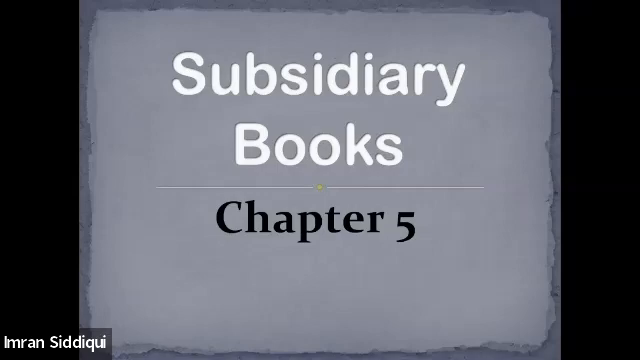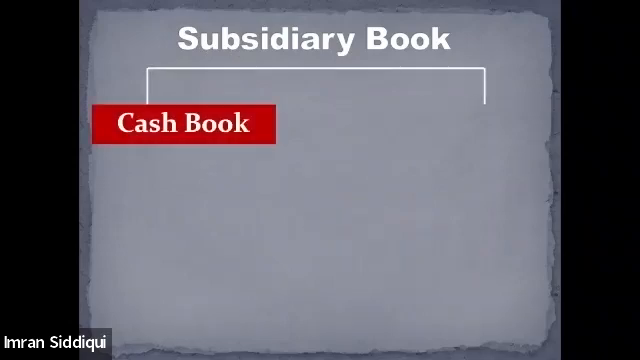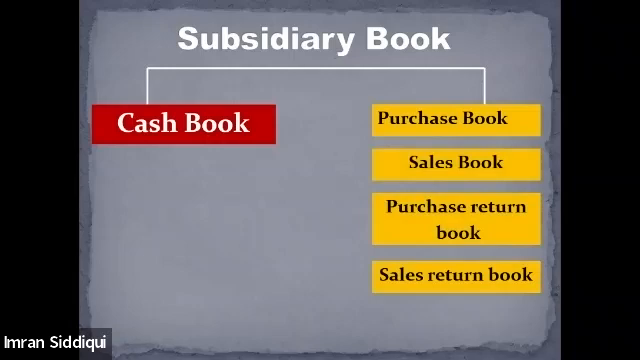Okay, anyway, so let's move to the next topic. Today we will be talking about the subsidiary book. Let's start. So first of all, let's try to understand what is subsidiary book. Subsidiary books are books other than the cash book, like the purchase book, sales book, purchase return book, and sales return book. These are collectively known as the subsidiary books.